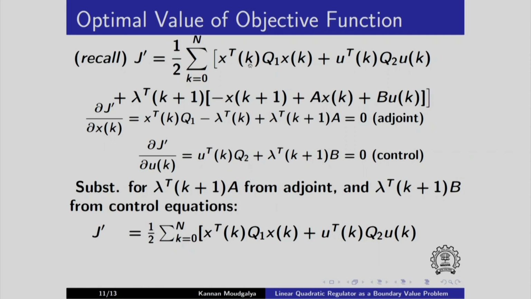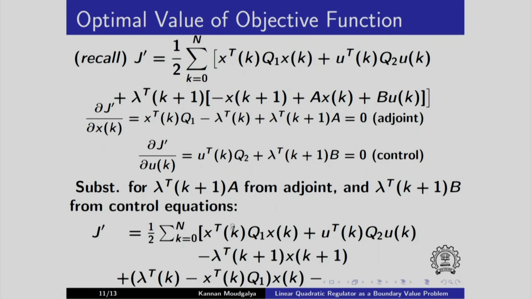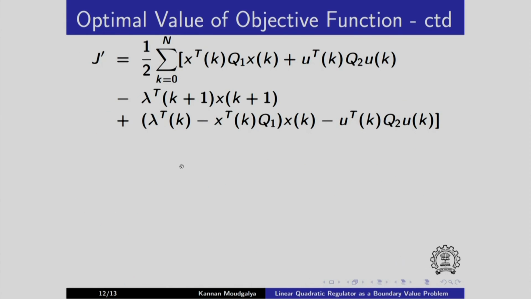So J prime, the first one, nothing happens. This term also I write as it is, lambda transpose into x k plus 1. Then I have lambda transpose into A, and lambda transpose into A we will substitute and put these two, which is this, and lambda transpose times B, which is this, will be in the form of u transpose into q2, which is what we have, and of course there is a u here, I put that u here. Similarly, this x k comes here.